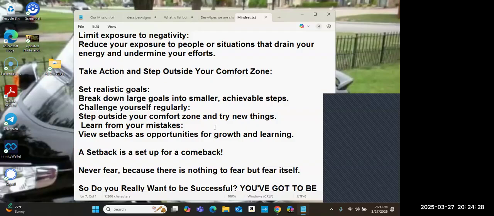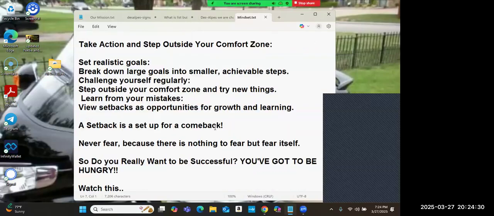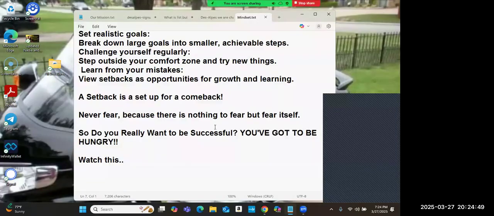You want to set realistic goals. You want to break down large goals into smaller chunks and achievable steps. And you want to challenge yourself regularly. Step outside of your comfort zone and try new things, learn from your mistakes, and view setbacks as opportunities for growth and learning. A setback is a setup for a comeback. Never fear, because there is nothing to fear but fear itself.